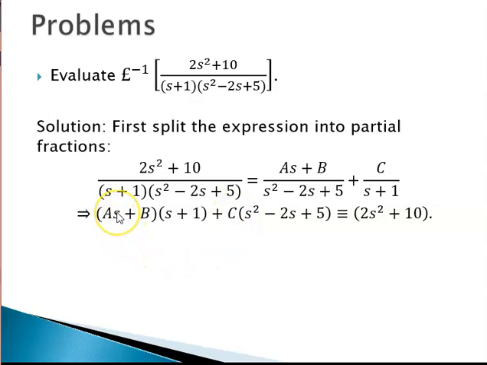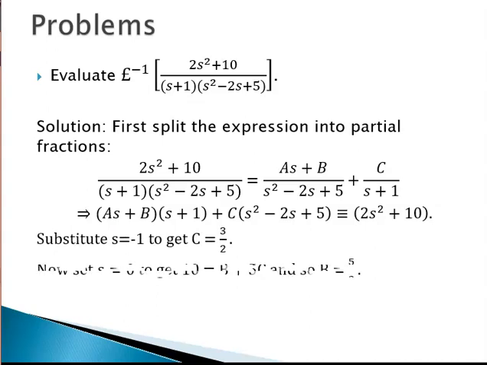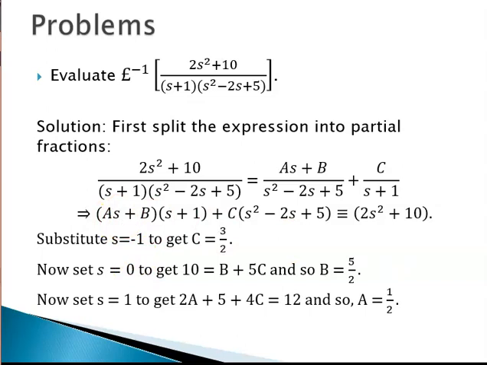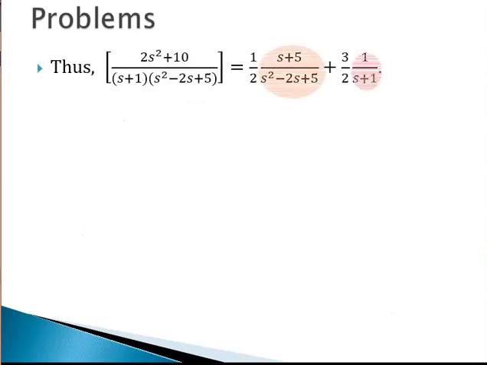Then you substitute s is equal to 0. You will get terms with b and c. So you solve for b because c is already known. Then substitute any other value of s, you will get the value of a. We'll do that real quick. Substitute s is equal to minus 1 and you get the value of c. Substitute s is equal to 0, you get an equation in terms of b and c as given here, and hence you get the value of b. Then you substitute any value other than 0 and minus 1, you get the value of a. Then you write your expression as something like this.